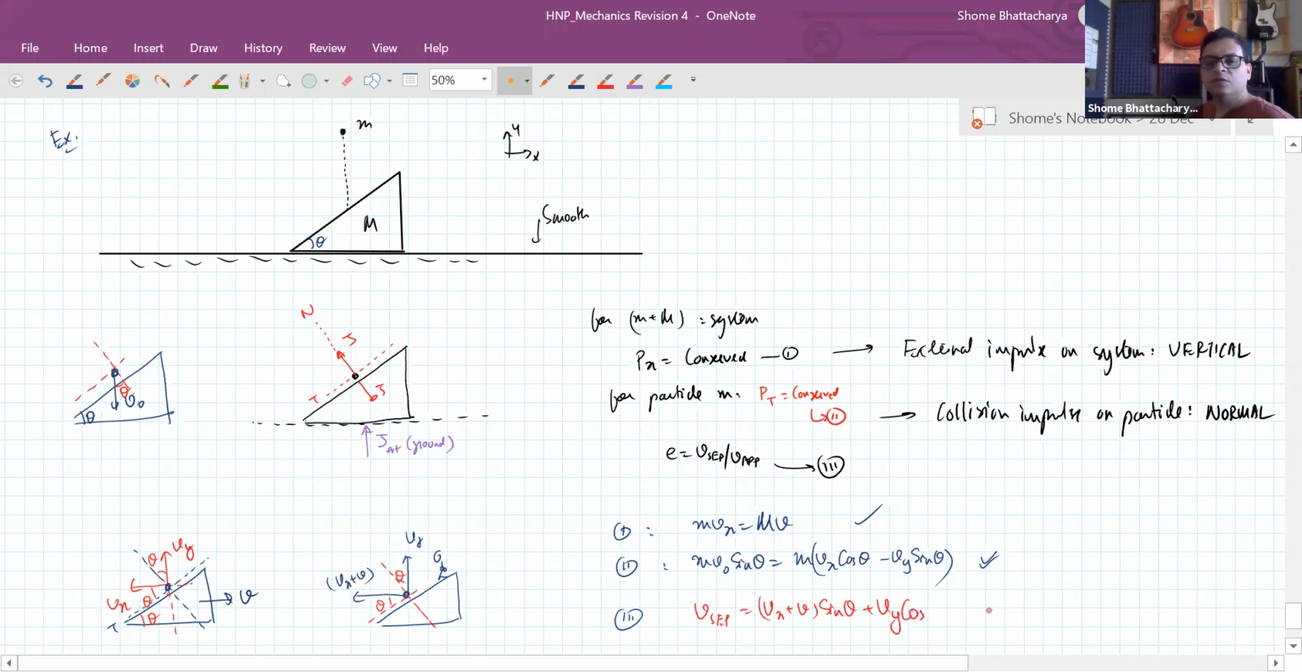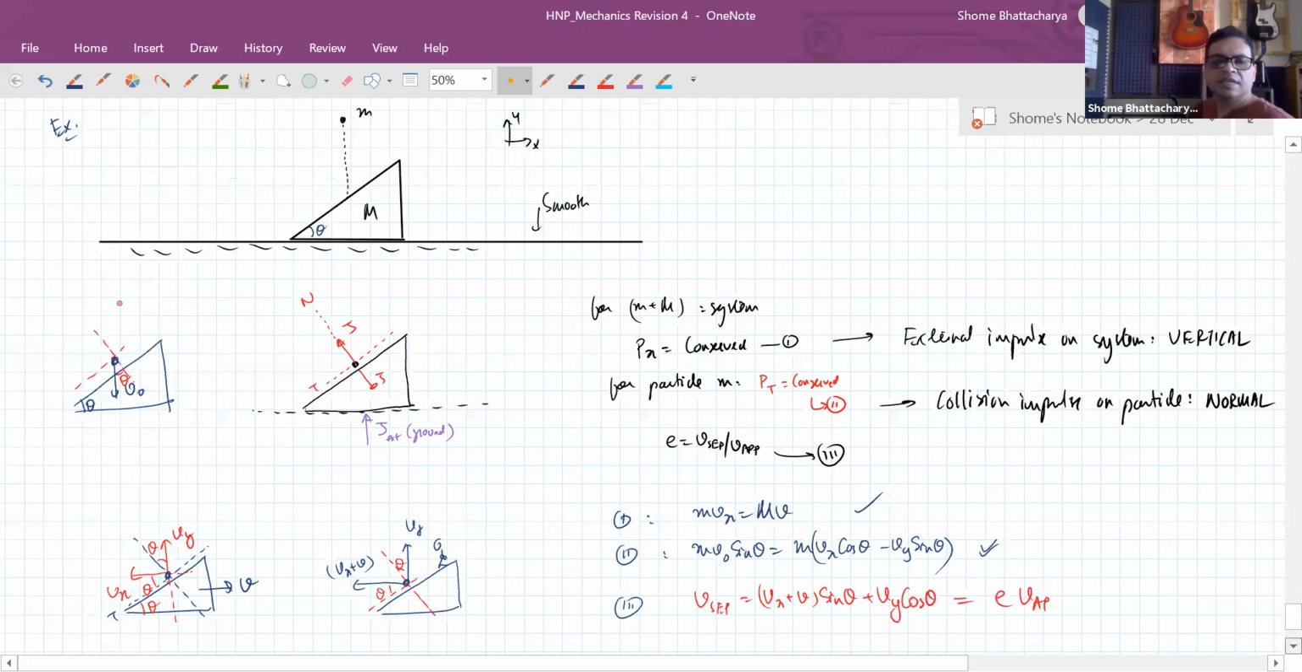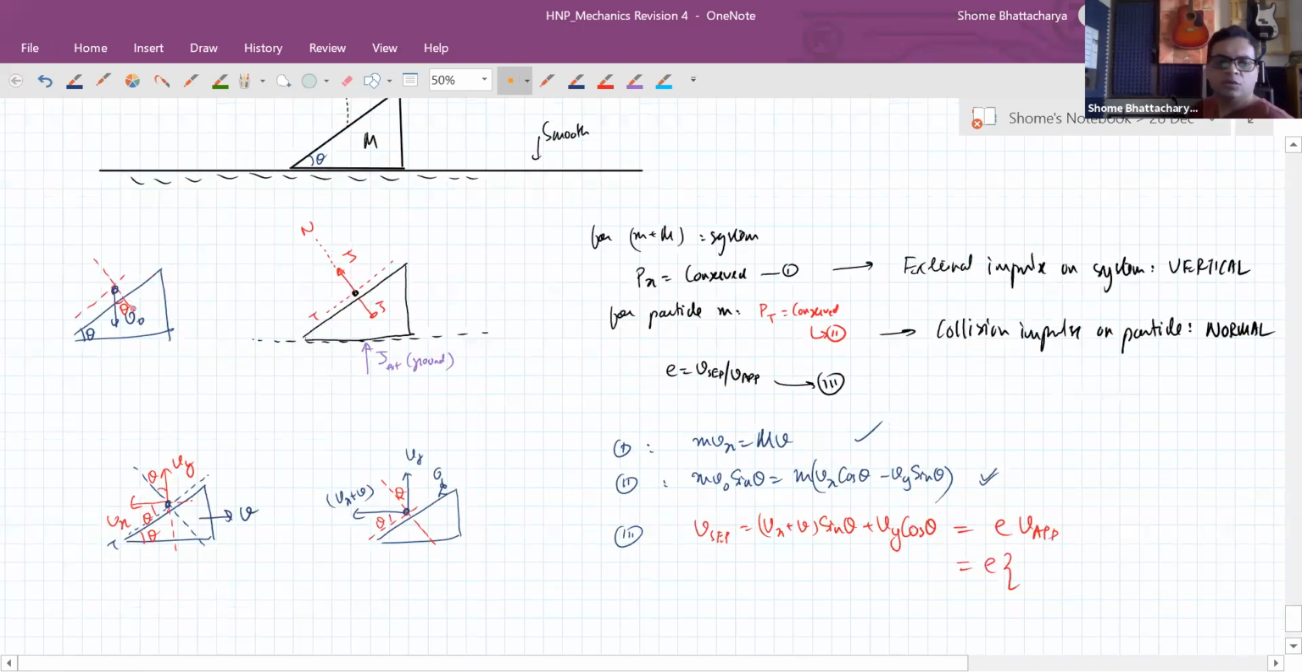Now that should be equal to E times the approach velocity. In this diagram, you can see the approach velocity is the normal component of this velocity. This is the normal direction, this is the tangential direction. So it is V naught cos theta. So this is your third equation. And you have the three unknowns, Vx, Vy, and V. So three equations, assuming that the coefficient of restitution is given.